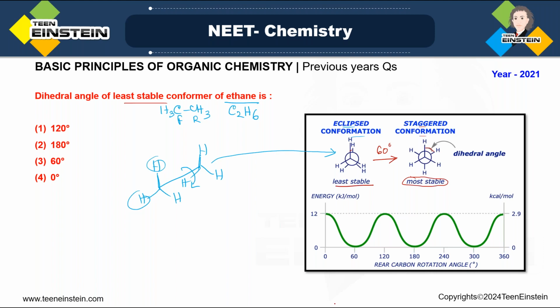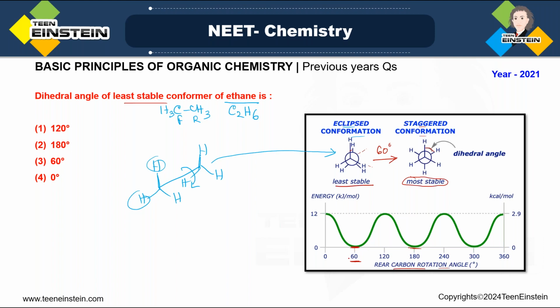Now if you look at this graph, we have the rear carbon rotation angle, because we are just rotating the rear carbon, the back carbon. We are not disturbing the front carbon. When you rotate the back carbon to 60 degrees, the energy is minimum. When it is 180 degrees, it is also minimum. So you are rotating, this is 60 degrees, then at this position it will be 120 degrees. In this way it will change. At 180 degrees you can also draw all the structures, and you will see there will be a minimum.